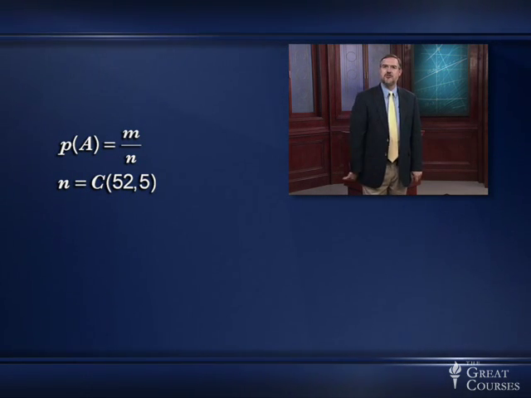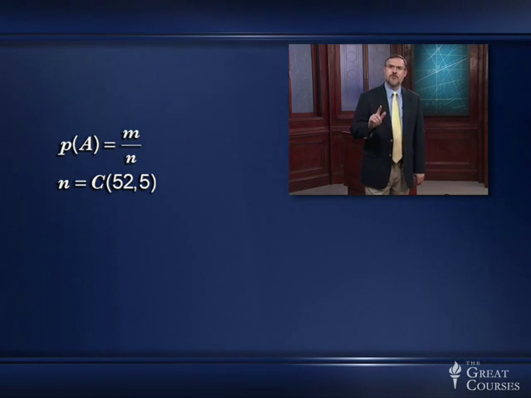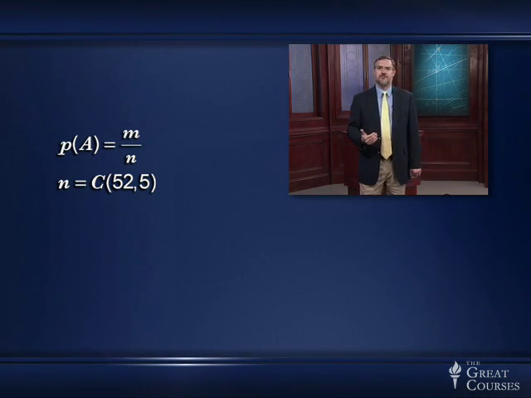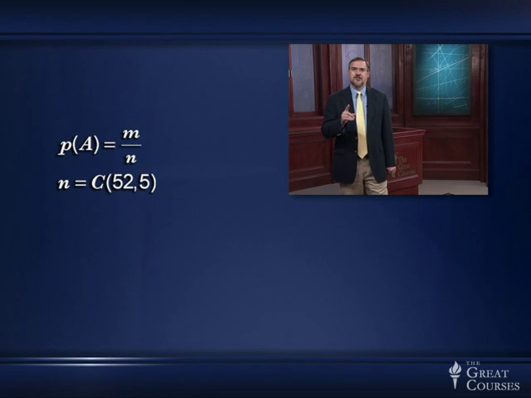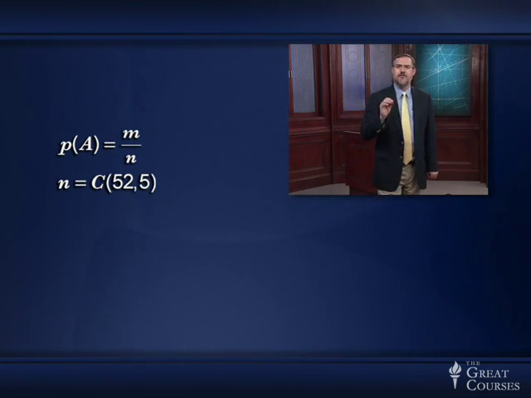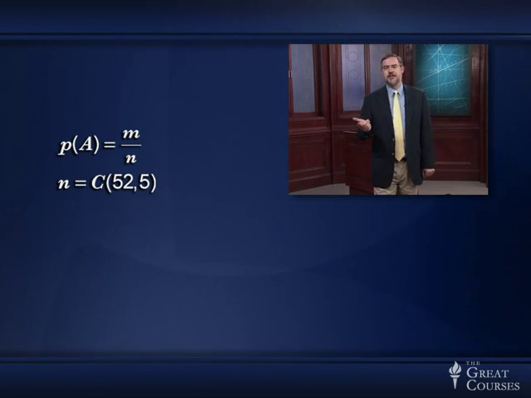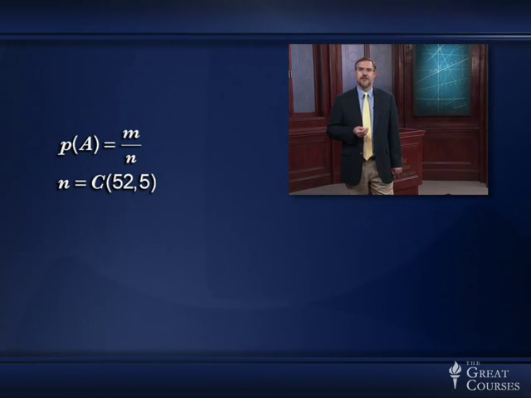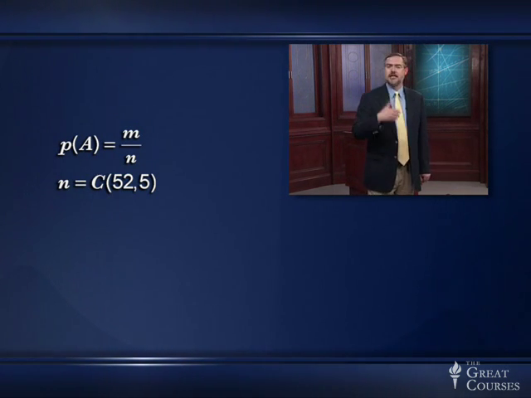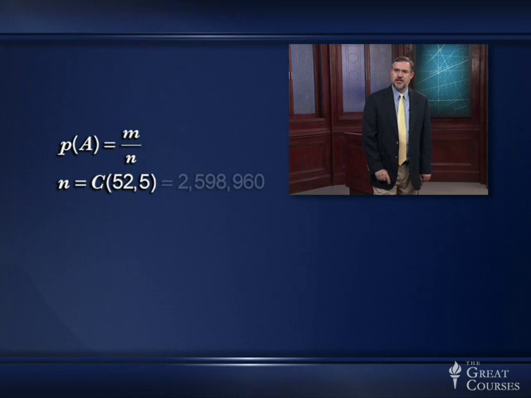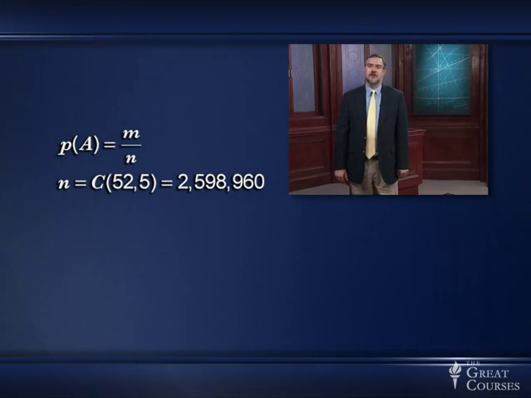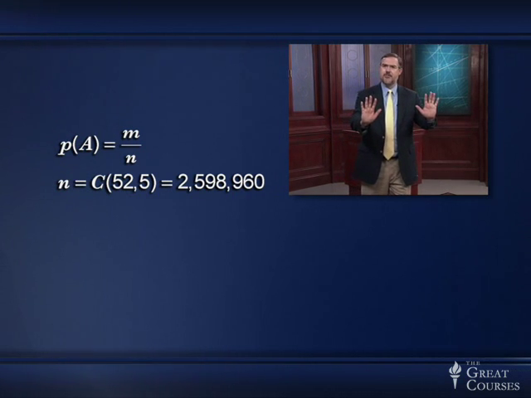C of 52, 5. The number of ways to choose or select 5 things out of the set of 52 cards. Now that means that your denominator is going to be C of 52, 5. And by denominator here, I mean the denominator of your probability. That number, which is the number of different 5-card hands that could be given to you at random, is actually 2,598,960. That's big, but just put it there as your denominator.